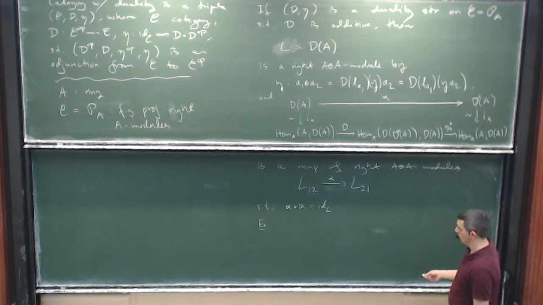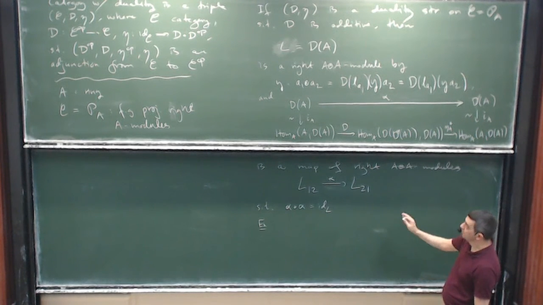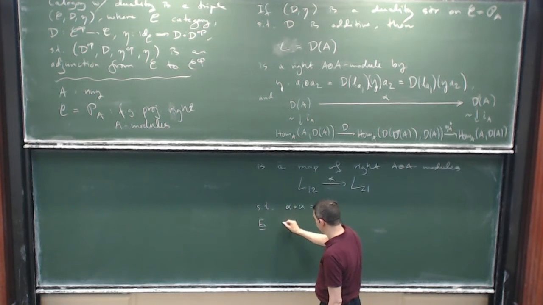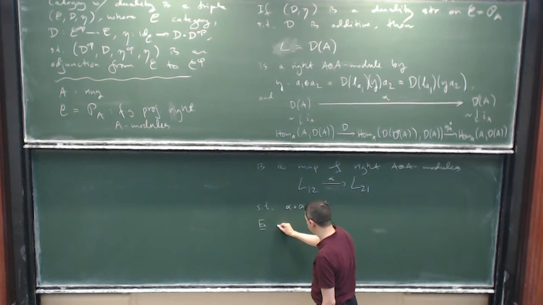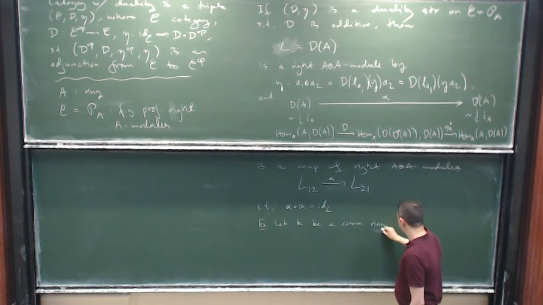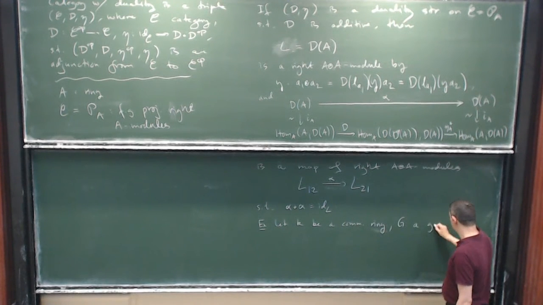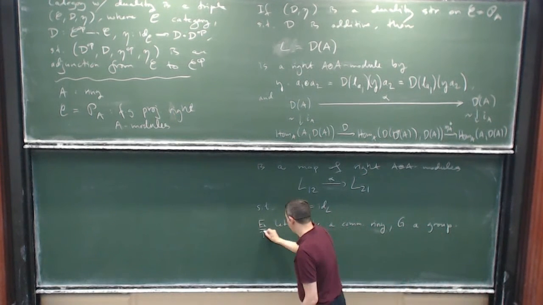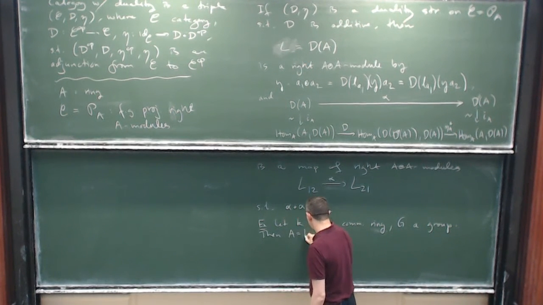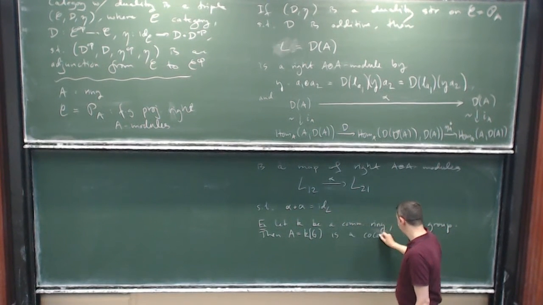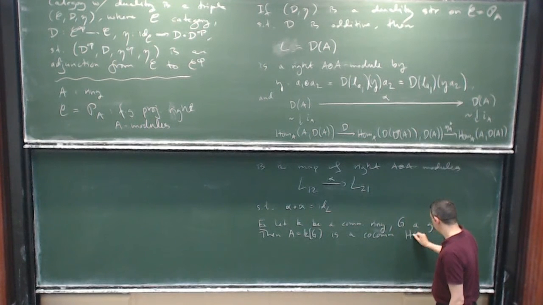Yeah. Let me give an example to show you how you have this structure naturally. So let K be a commutative ring, G a group. Then the group algebra is a co-commutative Hopf algebra.